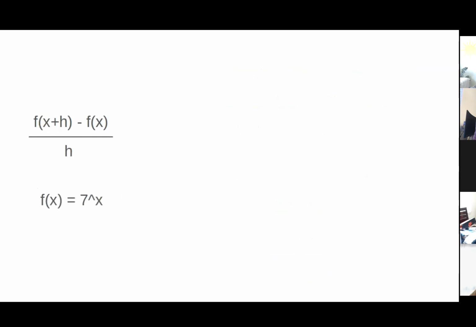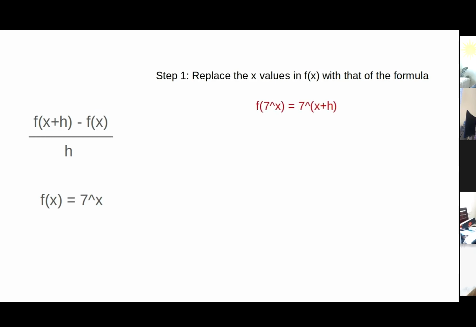Another example would be something like this. This uses the same exact formula. It's just f of x plus h minus f of x over h, but this one has 7 to the x power, so you do it a little bit differently. You're going to start with the same step, to replace the x values in f of x with the ones in the formula. So I just replaced the x in this equation over here with x plus h. So that's what I got in the red over there.